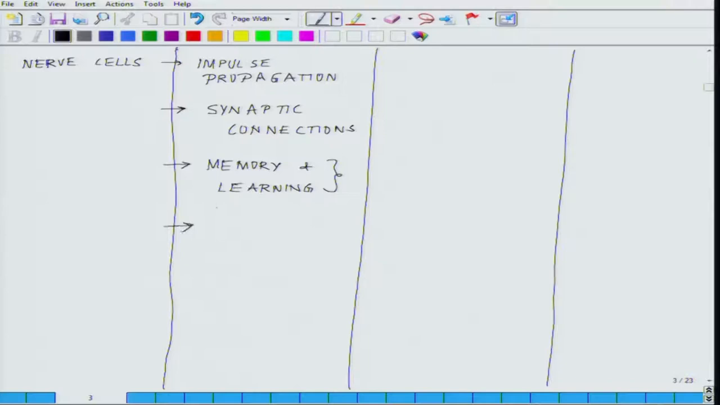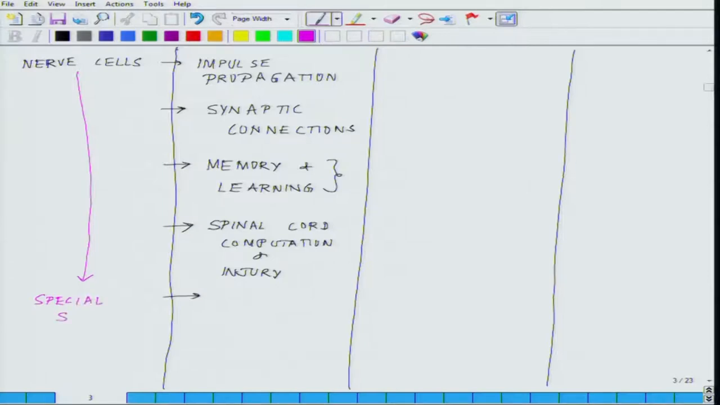Here we will talk about spinal cord computation and injury. Then among these nerve cells, we will talk about some of the special senses, the special senses.